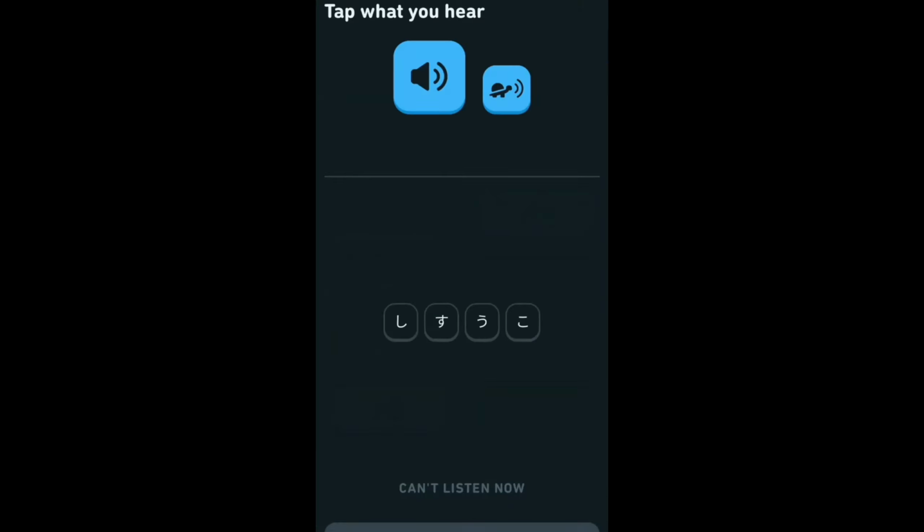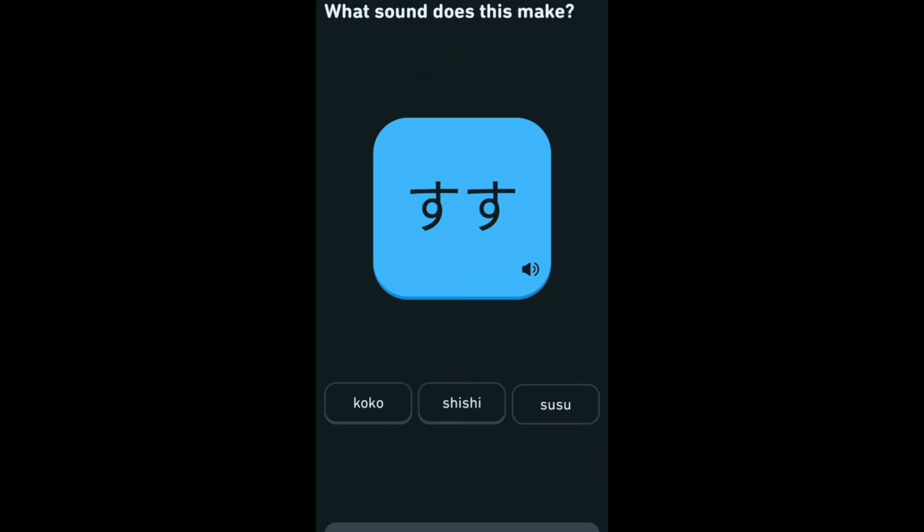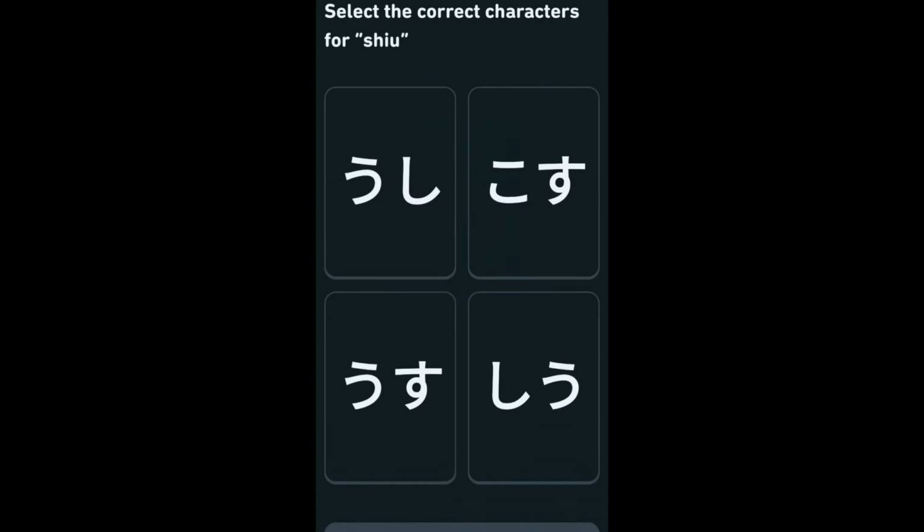Now, if you're finding it a bit hard, you may want to lower down the speed. It's starting to get a bit hard because we're now going into words. So, now can you write the character for ushi? Great. Now, what do you think this is? Susu. Well done. Now, what is the character for shiyu? Characters, shiyu. Try and... Yep.